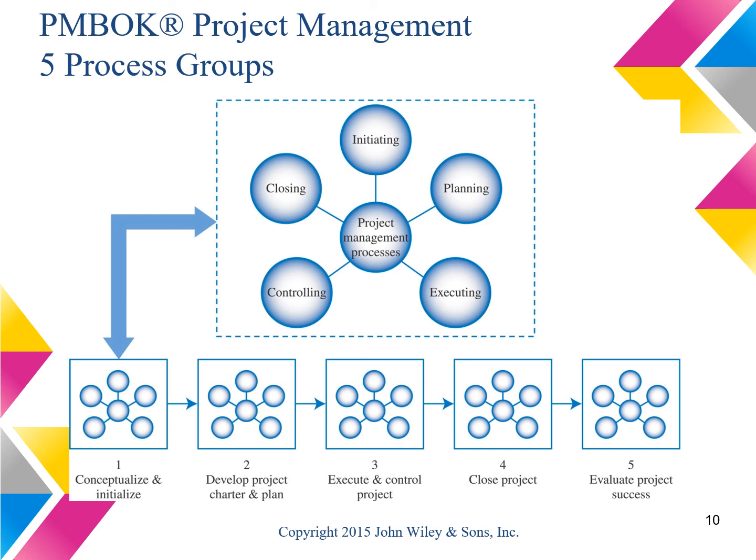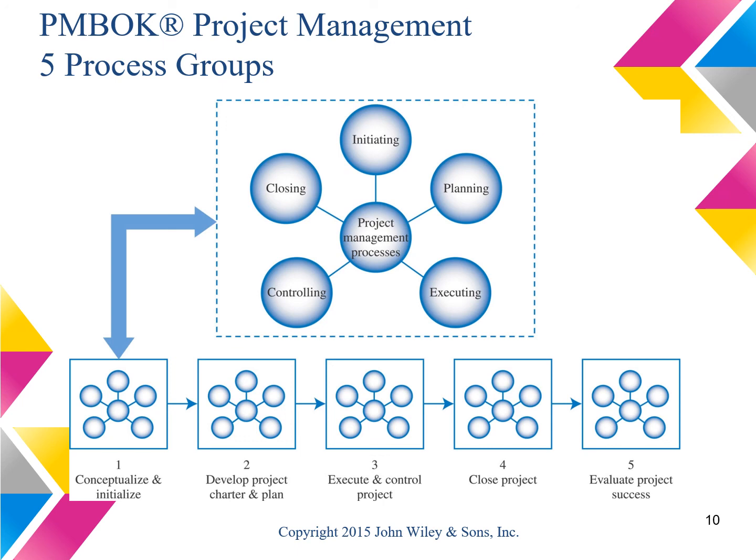The PMBOK guide defines a process as a set of interrelated actions and activities performed to achieve a pre-specified product, result, or service. In other words, a process is something you do to achieve a result. Processes are integral parts of our project. They support all of the activities necessary to plan, create, and manage all of the project activities.